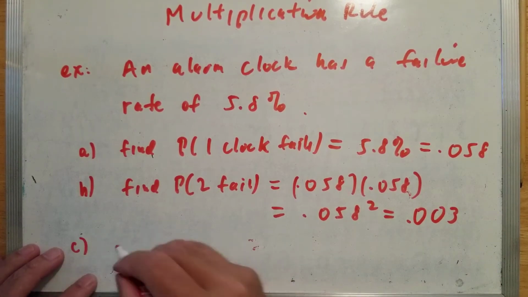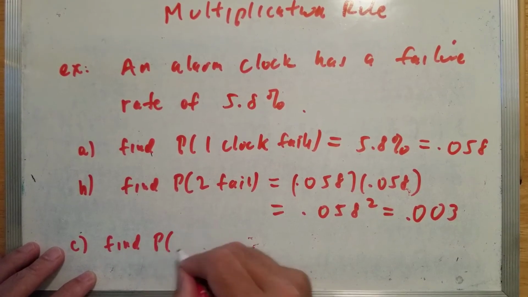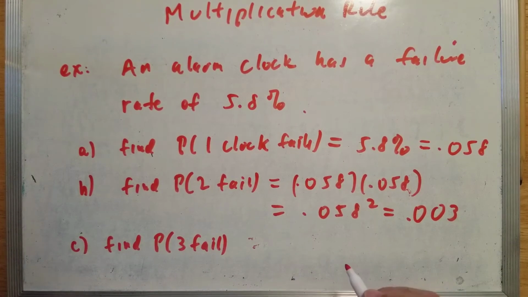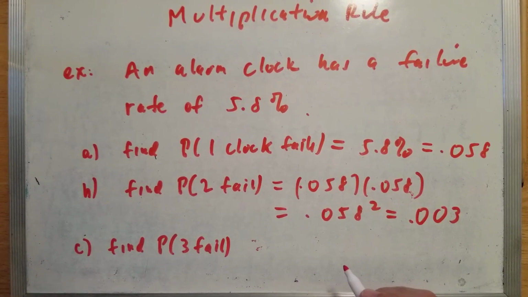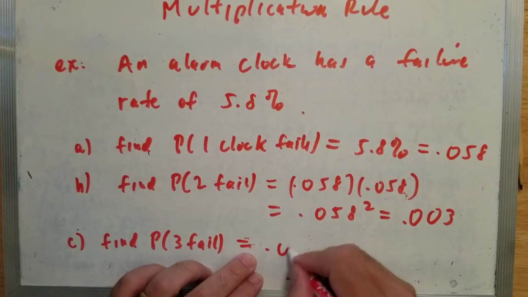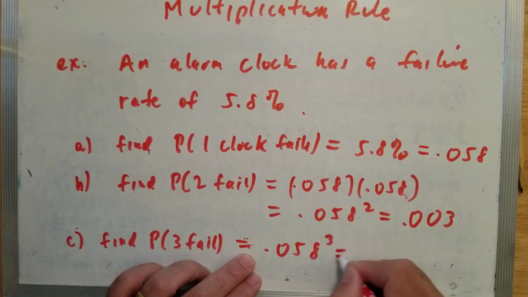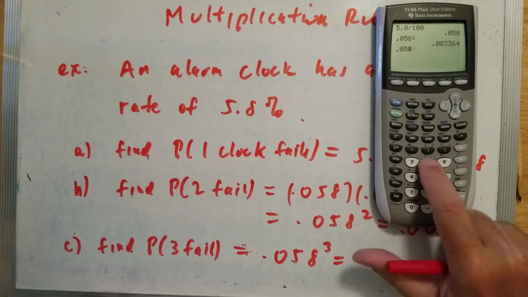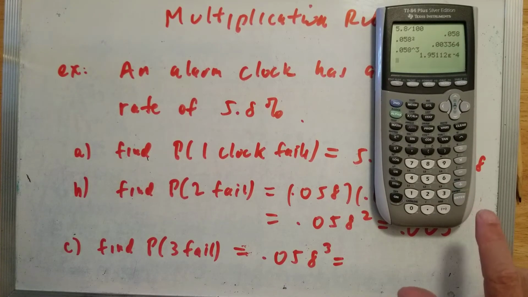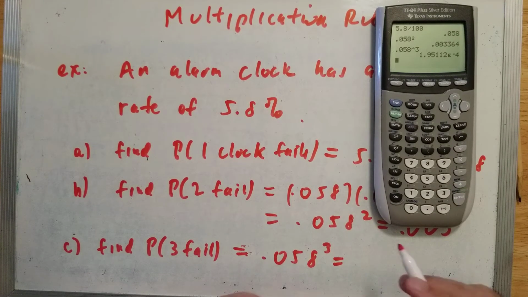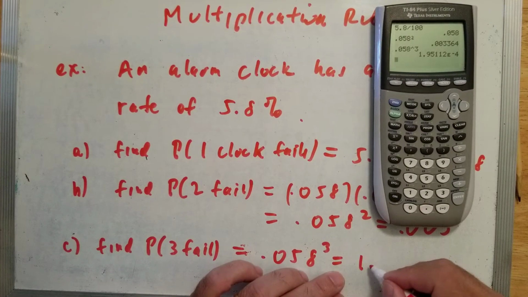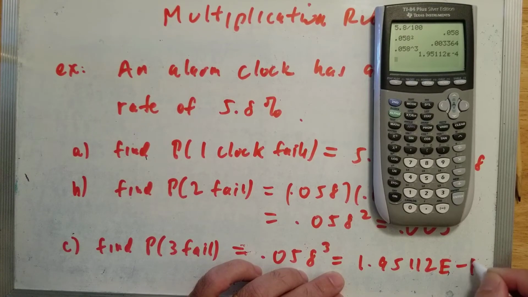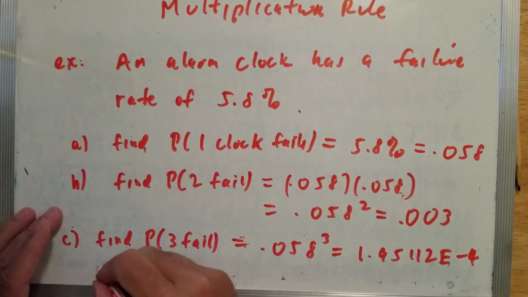And the third question, find the probability that 3 of them fail. Well, the probability that 3 of them fail is going to be 0.058 times 0.058 times 0.058. So that's going to be 0.058 to the third power. And on the calculator, 0.058 to the third. Now that gives me 1.95112 e minus 4. Now that's scientific notation.